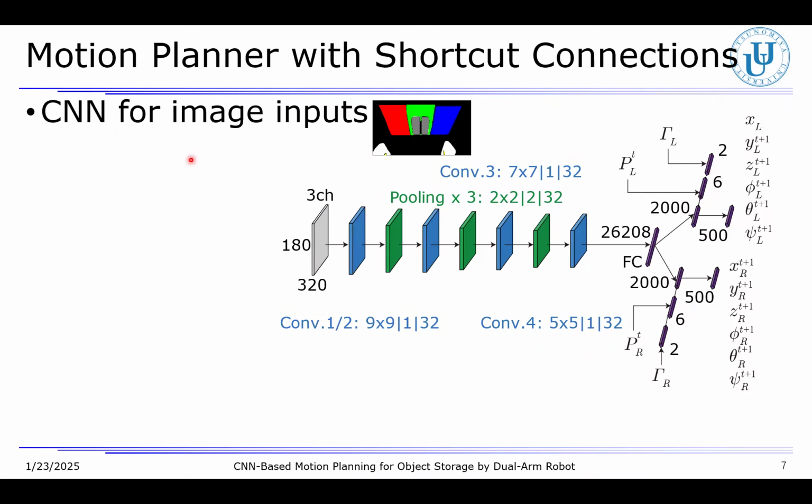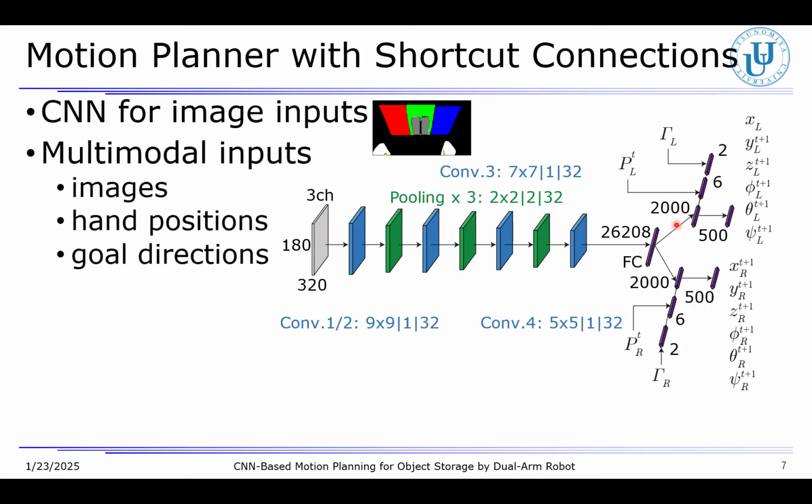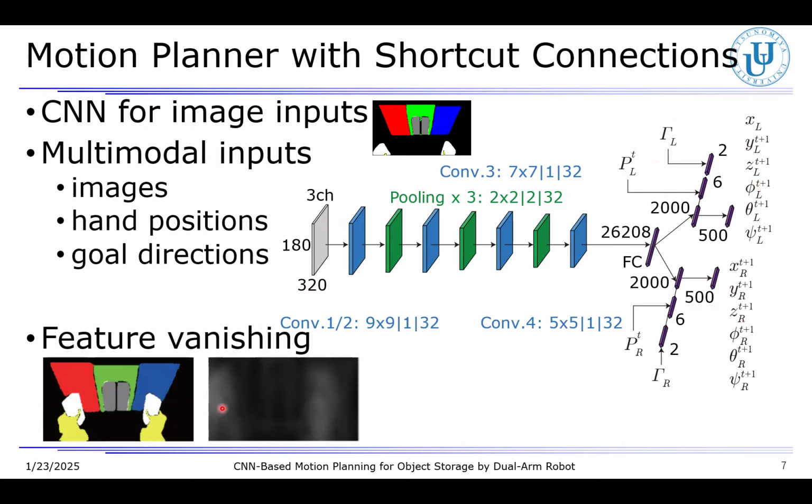Okay, this motion planner is based on the CNN for image input. So as you can see here in this structure, in addition to the image inputs, the current hand positions and the goal directions are used as multimodal inputs. However, due to these multimodal inputs, it is sometimes difficult to extract image features which are important to determine the motion outputs. Here, let me show you an example of the image feature vanishing.